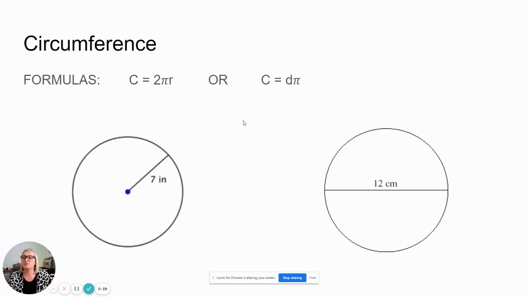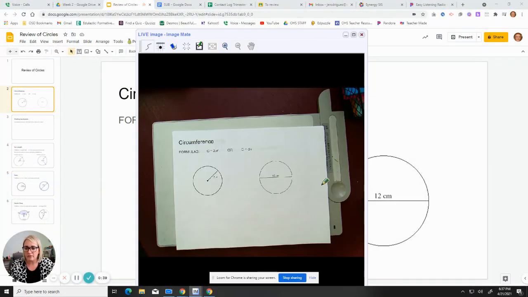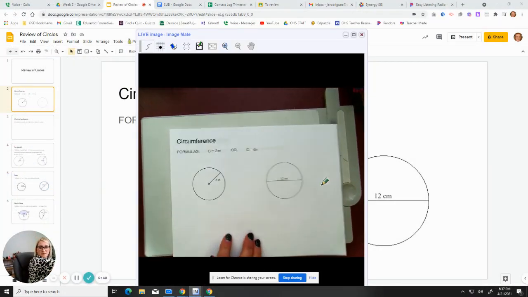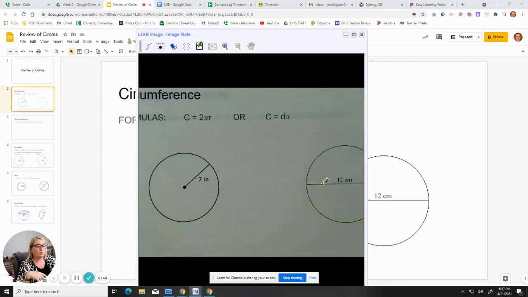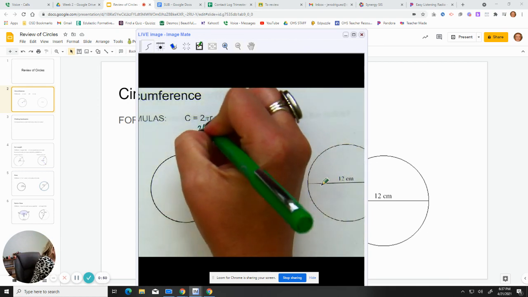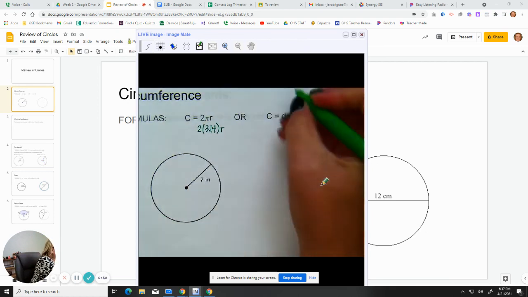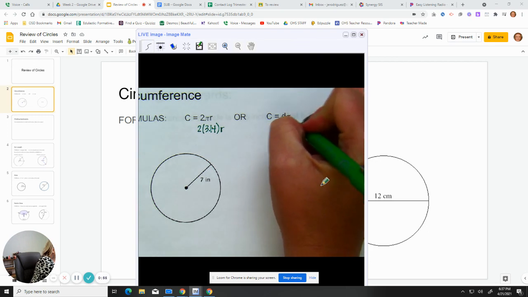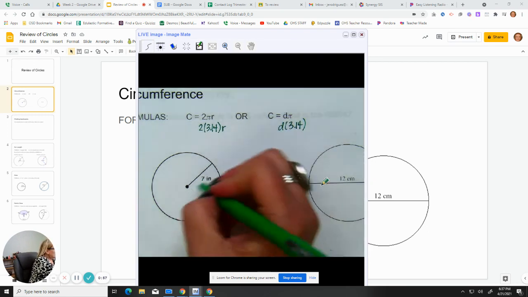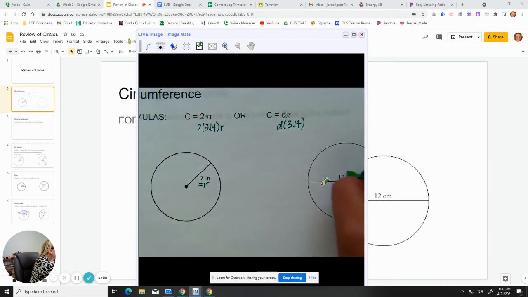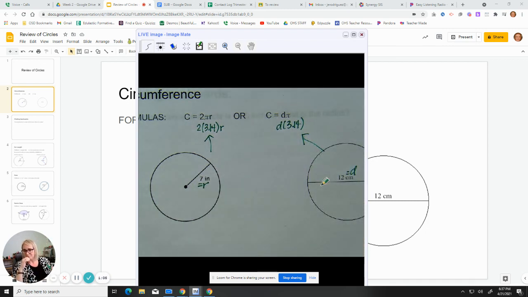Okay, and remember that these are your two formulas, either 2 pi r if you're given a radius, or diameter times pi if you're given a diameter. We're going to go through how to solve these two different types of problems. Remember, for what we're working on, we're basically going to use 3.14. So we're going to say 2 times 3.14 times r, or diameter times 3.14. So you should notice that this is a radius and that this is a diameter. So you know that you're using each of these different formulas.